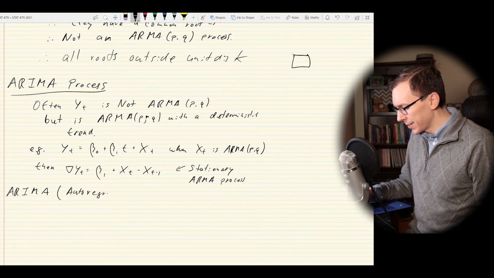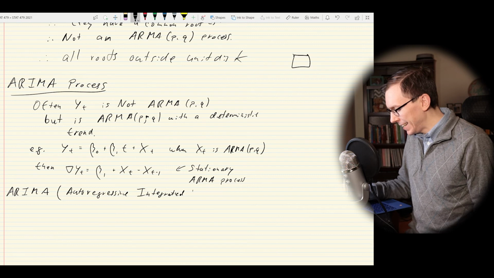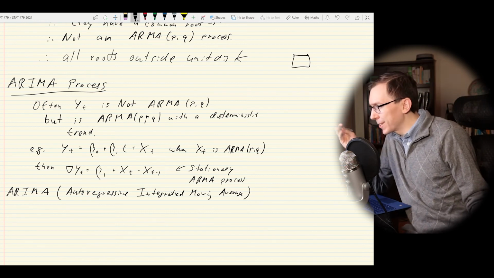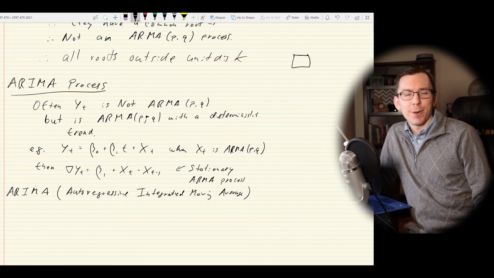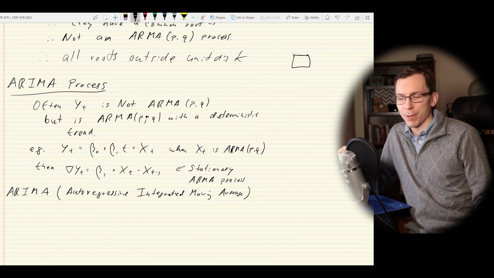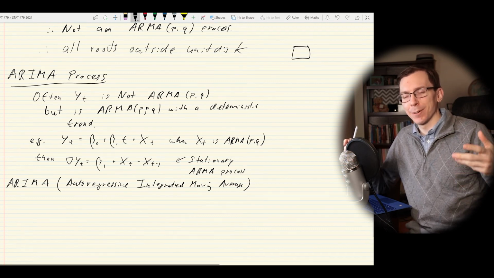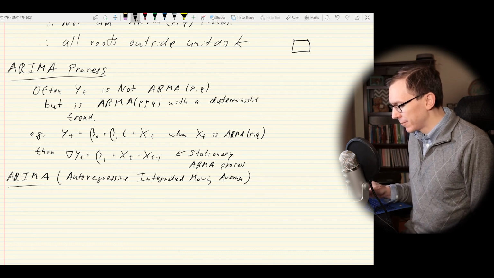Anyway, this gets into the idea of the ARIMA process, or the autoregressive integrated moving average process. I never really understood why they would say integrated. I assume they mean integrated because we're actually going to be applying a first difference operator d times. So if we were to, in some sense, undo the differencing, it would be like we're integrating to get the process that we are studying.